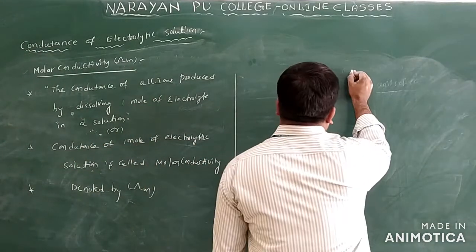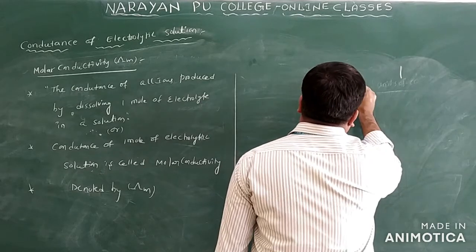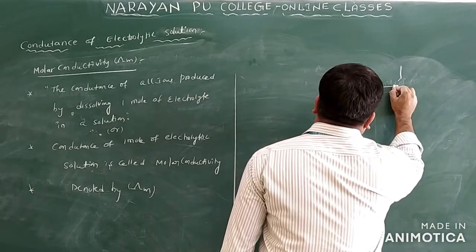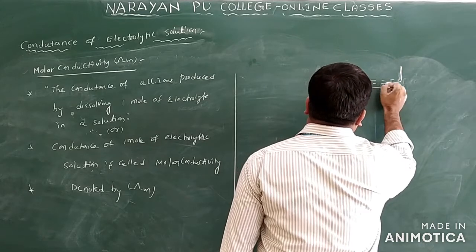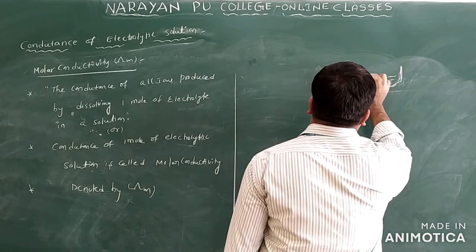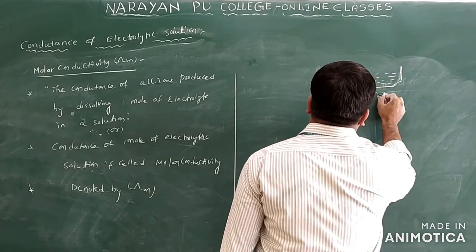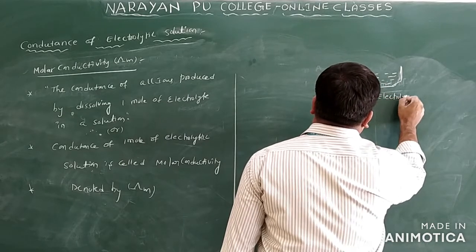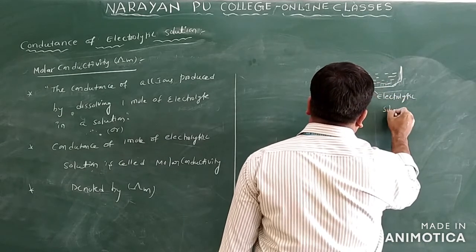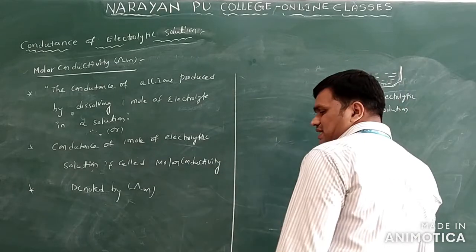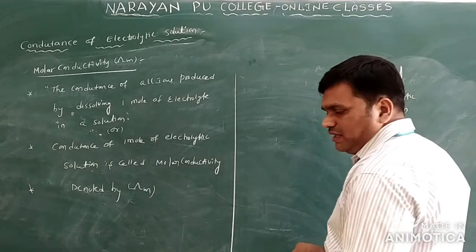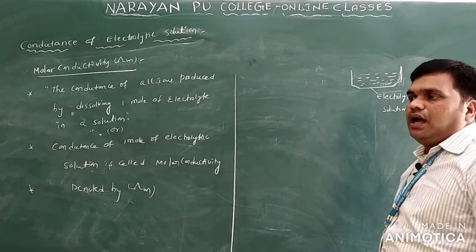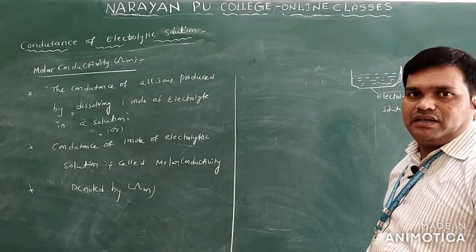I am taking a container. Here we have an electrolytic solution. In this electrolytic solution, how many moles of electrolyte can be dissolved? We can say 1 mole of electrolyte is dissolved.